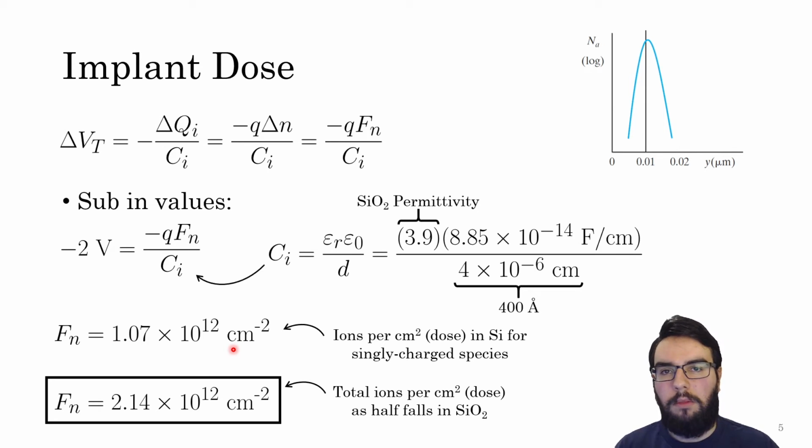Now I lost a mark because of this in the assignment, and that is due to the implant actually taking part half in the silicon dioxide and half in the silicon. And because this is the case, we actually have to implant double the required dose, because half of it is going to go into the silicon dioxide, which means that we need 2.14 times 10 to the 12 ions per centimeter squared as a dose.